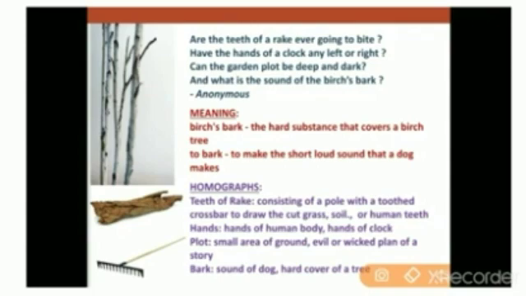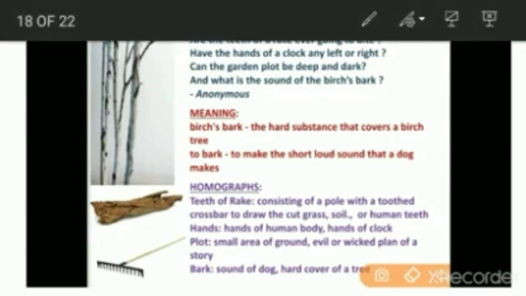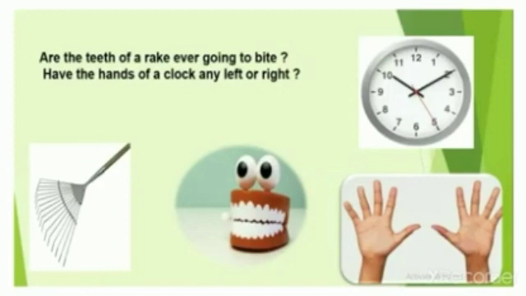Let us try to understand these lines. Are the teeth of a rake ever going to bite? Here the poet has made a reference to the teeth of a rake, which he is comparing to human teeth. And he questions whether the teeth of the rake can bite like human teeth do. And in the next line, the poet wonders whether the hands of the clock are right or left like the human hand.